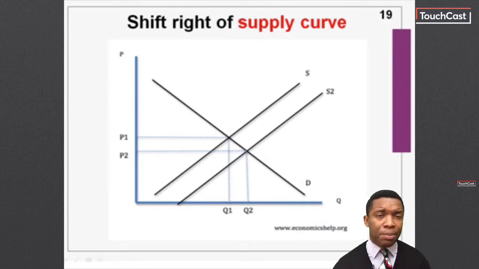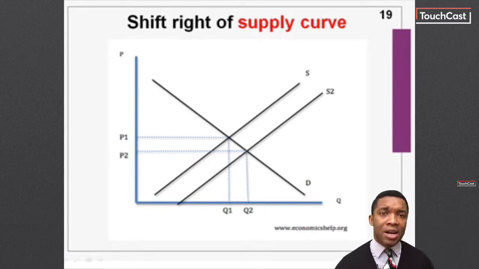Gluts or surpluses would force the prices to come down. Thus, the supply curve shifts to the right. The market returns to a new equilibrium with more computers being available at a lower price. So overall, let us summarize what we've learned so far.